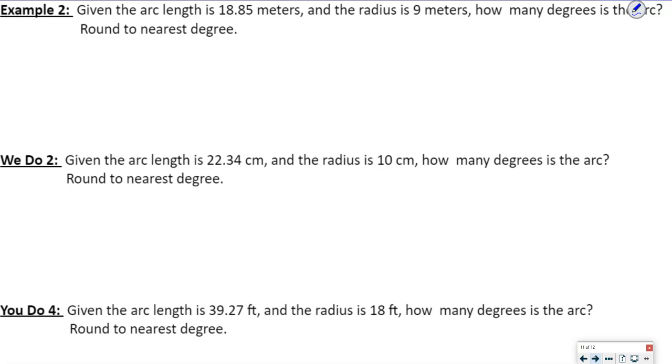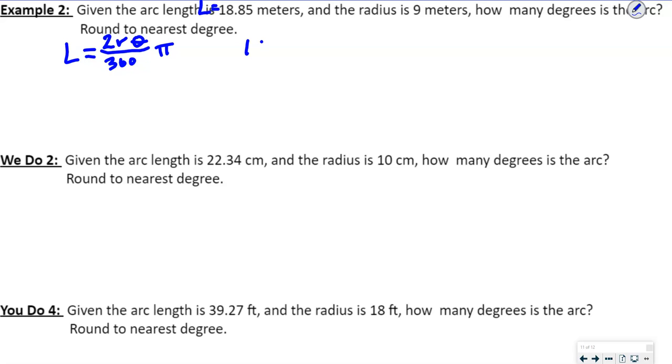All right, now this one says given the arc length. Okay, so that means now we've got L. So L is equal to, again, remember, 2 times pi times R times theta over 360. Now pi's on top, okay? So we're going to do this one a little bit different. We're going to use the formula straight up. So this is now L, right?